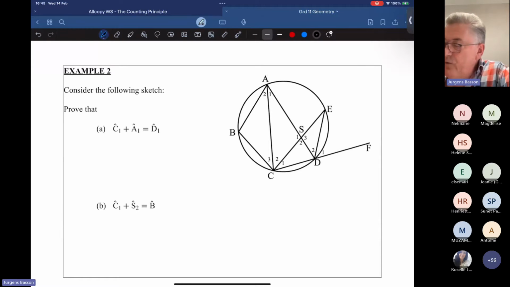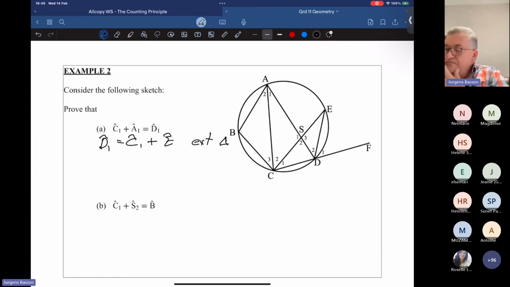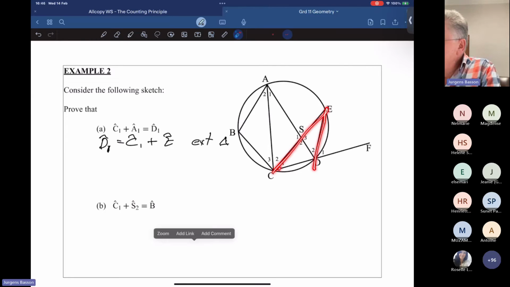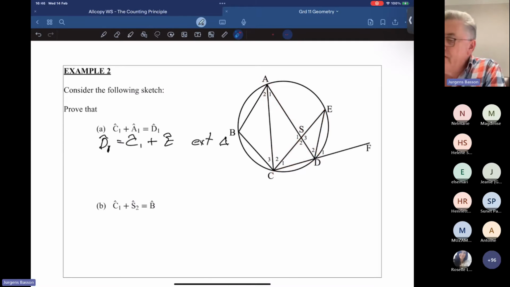So I will say D1 is equal to C1 plus angle E. And that is the exterior angle of a triangle. D1 equal to C1 plus E. But what do we know about E? Anything we can say about E? And if I can just highlight it, do you see that's an angle on the circumference, and there's an angle on the circumference? So it's angles in the same segment.